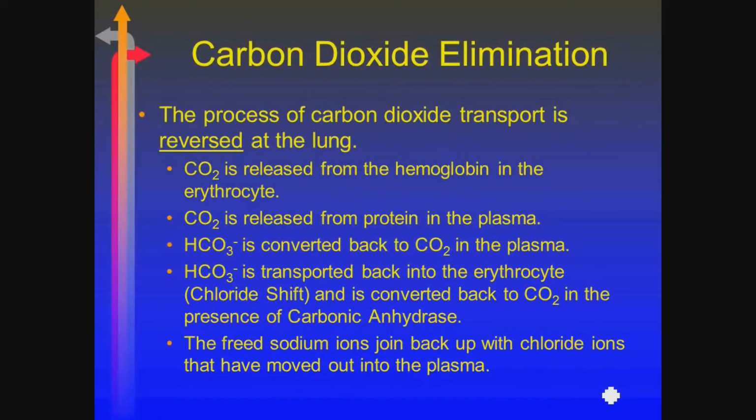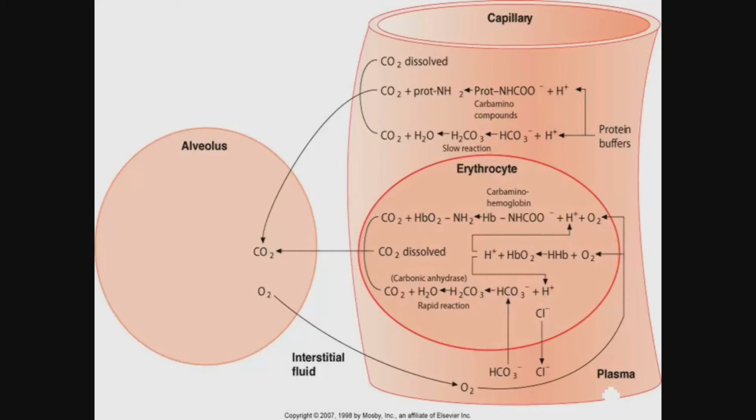So everything that happened at the tissue now is reversed. The 6 ways that they are carried, each of them goes in the opposite direction, of course with the biggest one being the conversion of bicarbonate back into carbonic acid because of the presence of carbonic anhydrase, creating CO2 and water. Within the cell, CO2 diffuses back out into the plasma, into the alveolus.